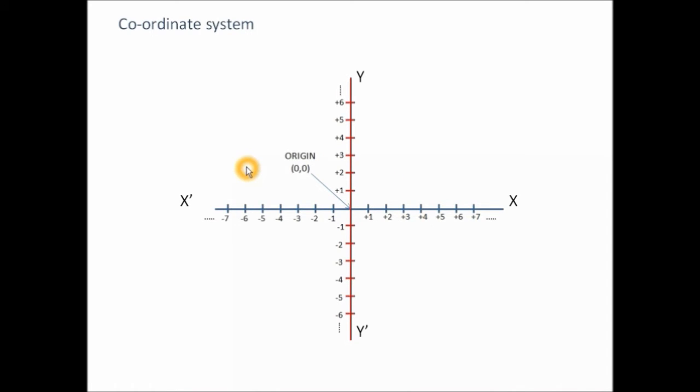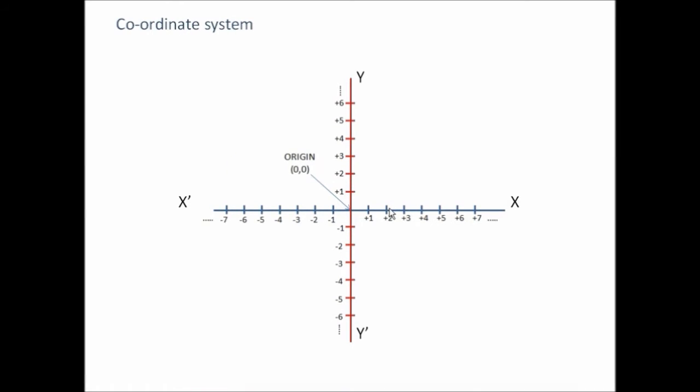This system is called Cartesian coordinate system and it is also called 2D coordinate system. It is having two axes which represent dimensions in two directions. As we are seeing on the screen, at one side there are positive values from origin and at the other side there are negative values. These values range from minus infinity to plus infinity.